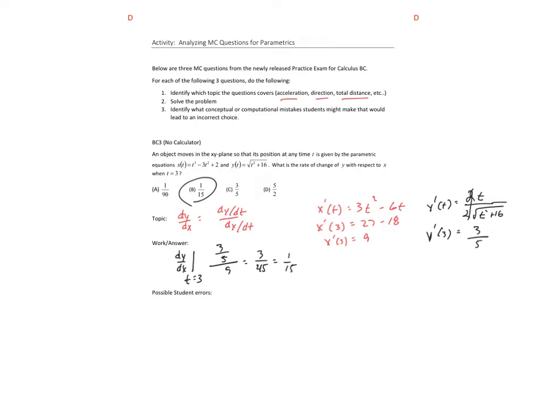Okay, so now I went through my calculations. I calculated my x prime, I calculated my y prime, and then I brought my information back here. So I've got my dy/dx evaluated at t of 3. I took my y prime at 3, I took my x prime at 3, and I got 1/15. Then I looked at possible student errors. One error would be if we had the reciprocal, which would be 15, but that's not a choice. Another error would be in the derivative notation, if you mess up your derivative. Those are the common errors I can think of. So let's go on to the next one.